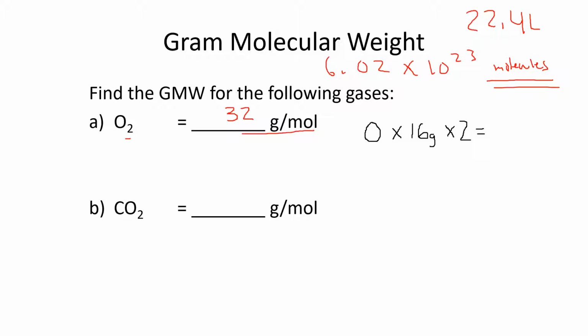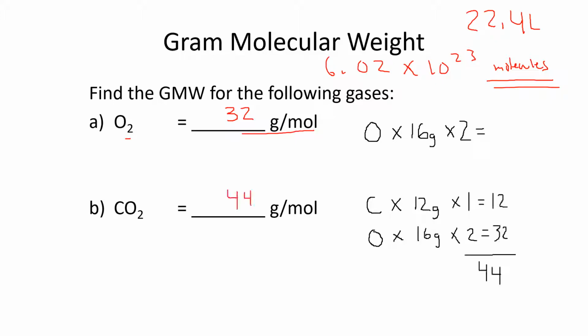Carbon dioxide, we have 1 C and 2 O's, so we'll add the 12 for carbon to 16 and 16 for the 2 oxygens, 44. So use the figures in your book and round to the nearest tenths when you're using these. So 1 decimal place.